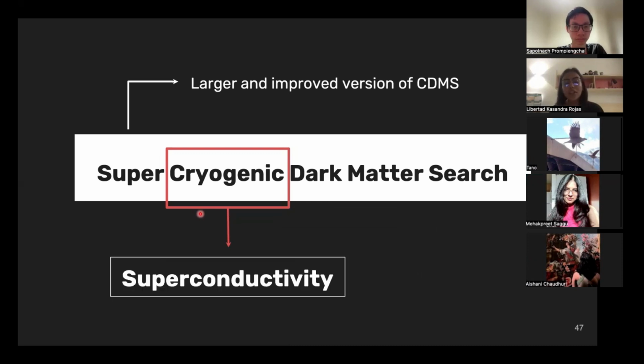And why do we need this? We need this because the detectors of this experiment are going to make use of a quantum phenomenon known as superconductivity. Okay? And now we're just going to take a step to understand what superconductivity is, since it's very important in this experiment.